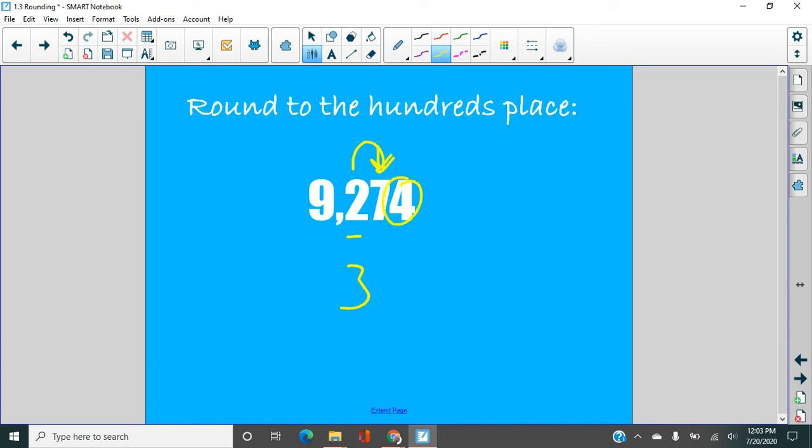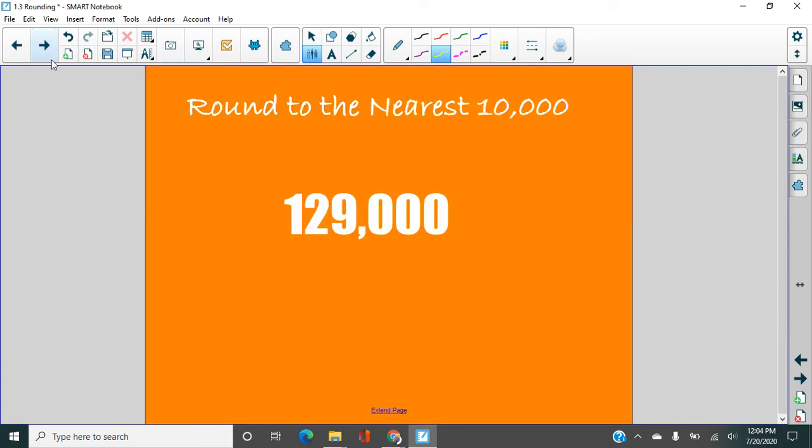Everything after these numbers here becomes zeros. But this 9, we're going to just keep it the same. We're not dealing with the thousands place in this number, so we just keep that the same. All right, let's look at one that's bigger. Round to the nearest 10,000. So ones, tens, hundreds, thousands, 10,000s.